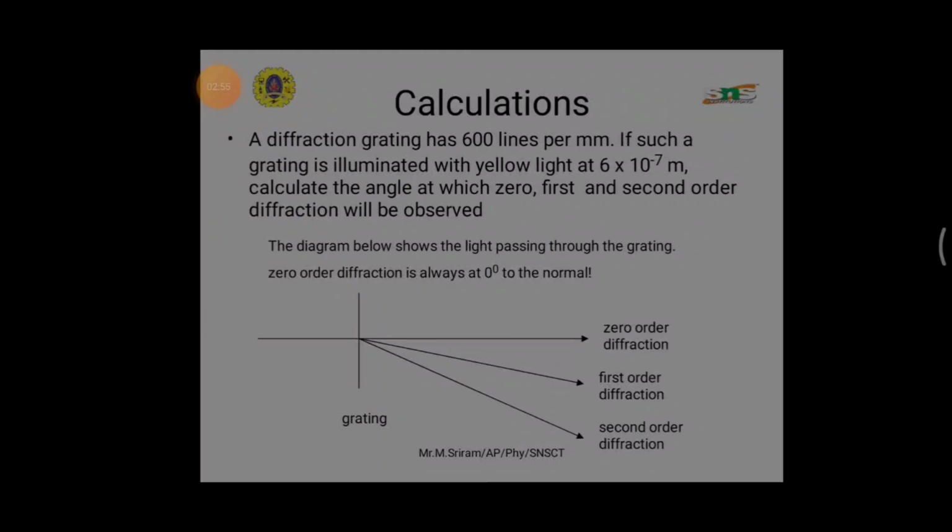Now a calculation. A diffraction grating has 600 lines per millimeter, and such a grating is illuminated with yellow light of wavelength 6 into 10 power minus 7 meter. Calculate the angles at which zero order, first order and second order diffraction will be observed. Then, using the formula lambda equals d sine theta by n, we get the wavelength of prominent colors. Thank you.